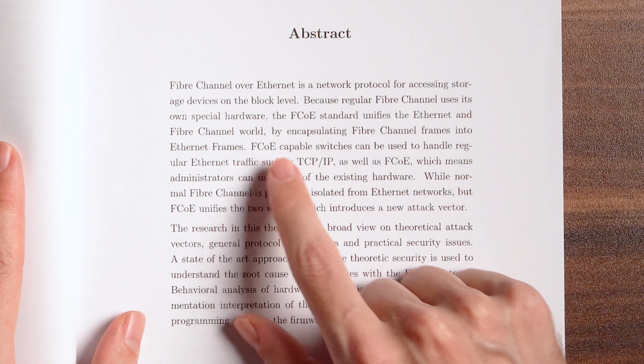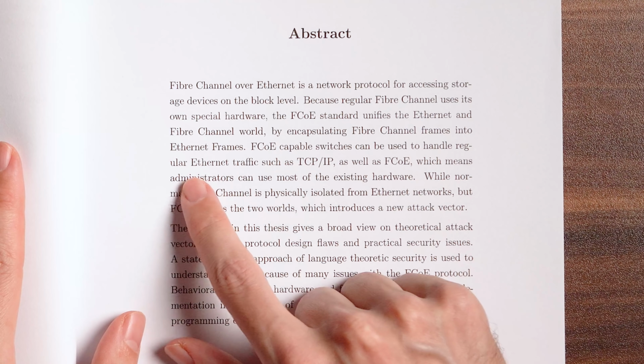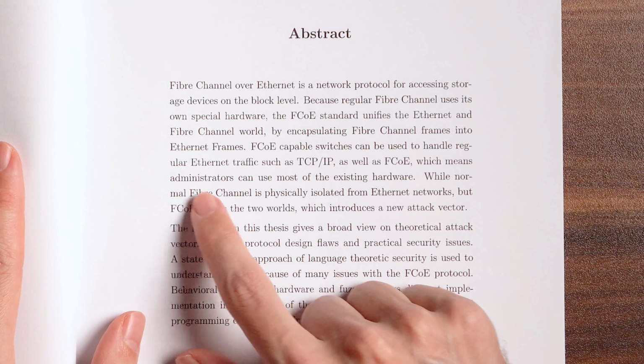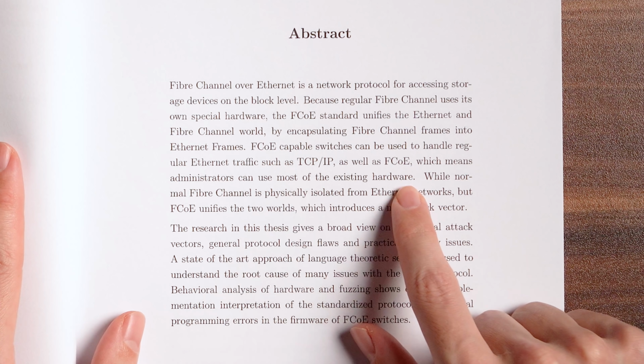And FCoE was this idea of taking the fiber channel protocol but encapsulating it within Ethernet so that you can use your Ethernet network and all the Ethernet cables you have and all your Ethernet hardware, but then speak fiber channel protocol over it. FCoE capable switches can be used to handle regular Ethernet traffic such as TCP/IP as well as FCoE, which means administrators can use most of the existing hardware.